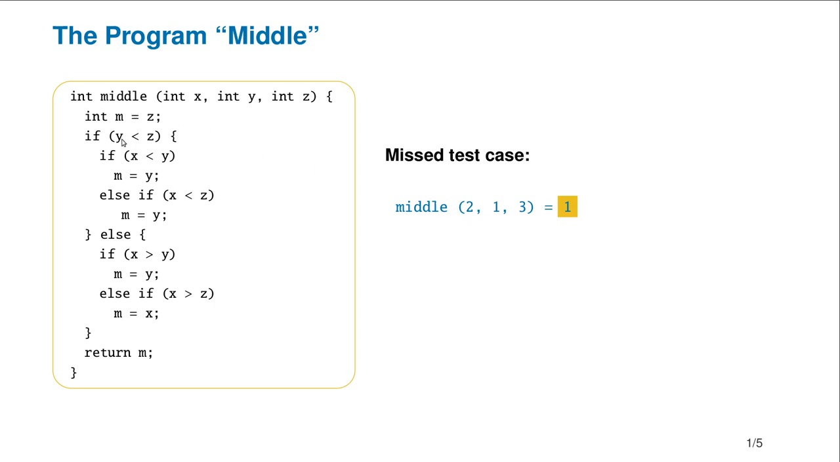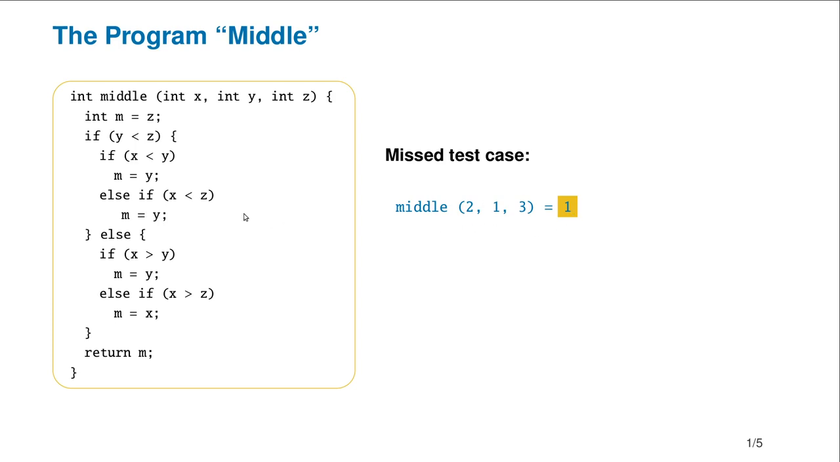Yeah, now when we have this test case, we can use this information for debugging. So we check y is smaller than z. This is indeed the case, 1 is smaller than 3. Now we check if x is smaller than y. x is not smaller than y because we have here 2 and 1, so we go here. If we have x is smaller than z, this is indeed the case, and then we return y, and this is 1, but instead we should return the 2.